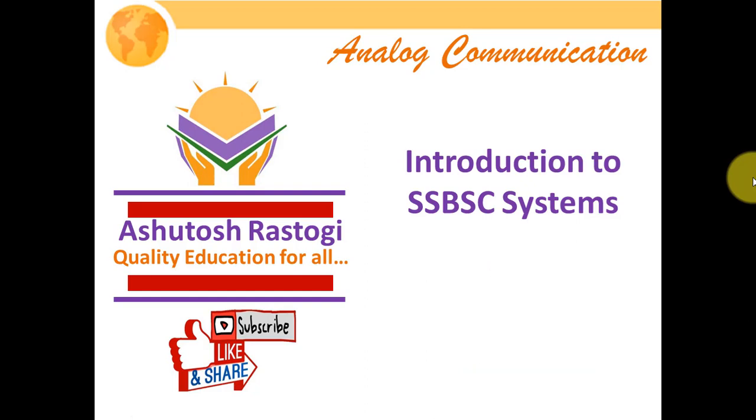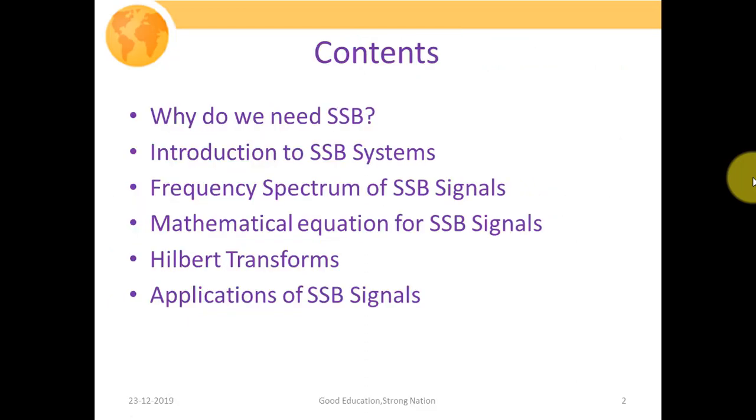Anyways, today we're going to discuss the introduction to single sideband suppressed carrier systems. These are the outlines. We'll start with the need for single sideband systems, followed by a brief introduction to single sideband systems. Then we're going to see the frequency spectrum of SSBSC signals, followed by the mathematical equation for SSB signals. Then we'll briefly describe a special type of transform called the Hilbert transform, and discuss some of its properties, followed by the applications of single sideband signals.